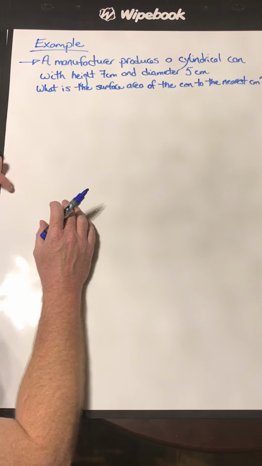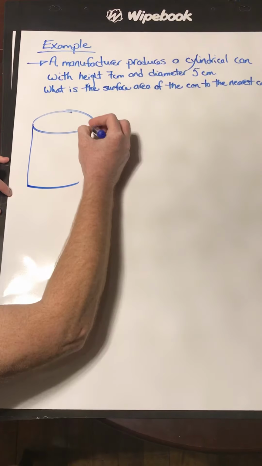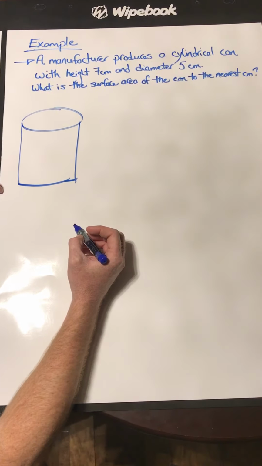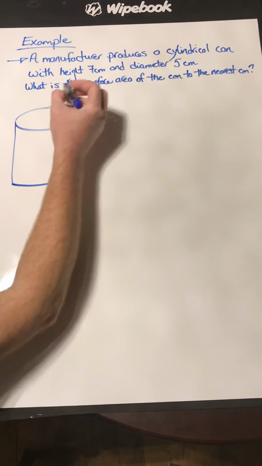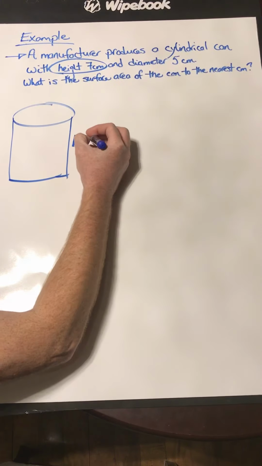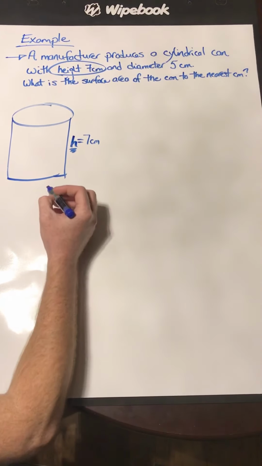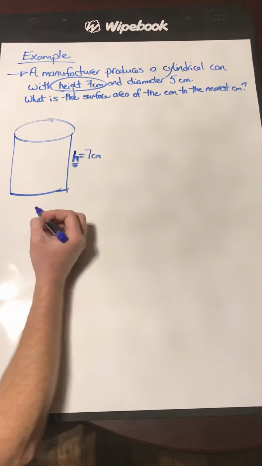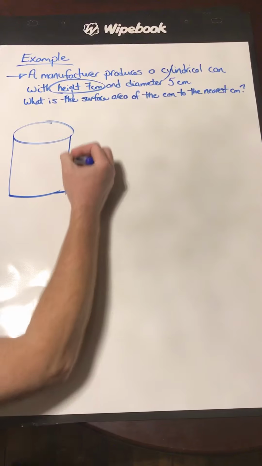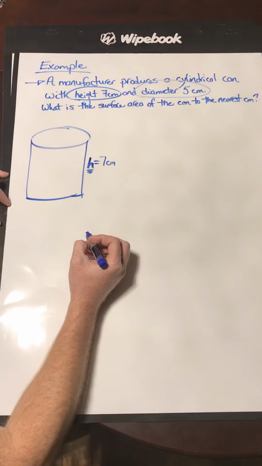Well, one thing that I might want to do is draw a picture of this cylindrical can. So I've got my picture, and the second thing that I might want to do is label that picture now from the information. So I know that there is a height of 7 centimeters. And the height or the length of a cylinder is always on the curved side. So when you get questions that say height or the length of the cylinder, that always goes on the curved side. It also says that I have a diameter of 5 centimeters.